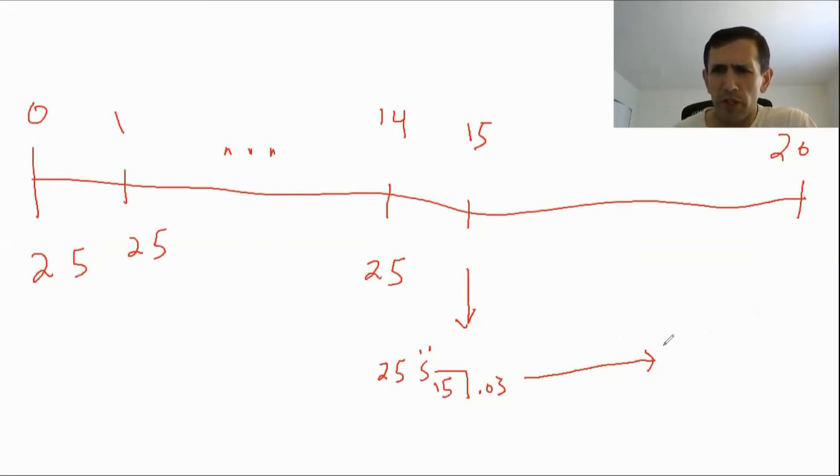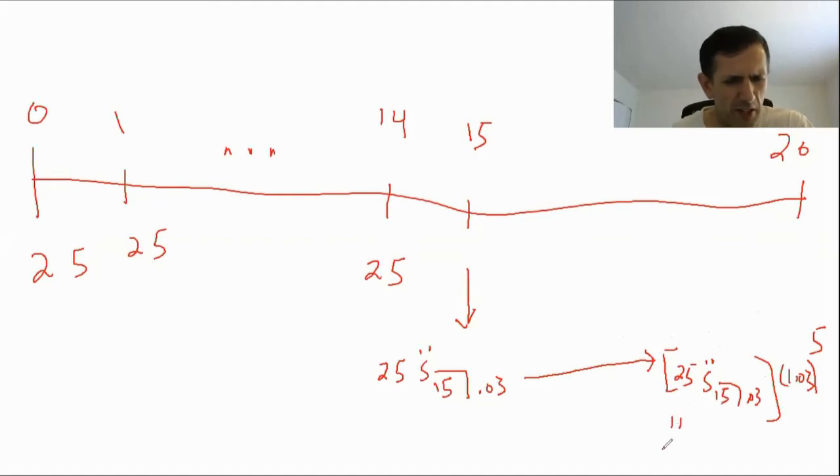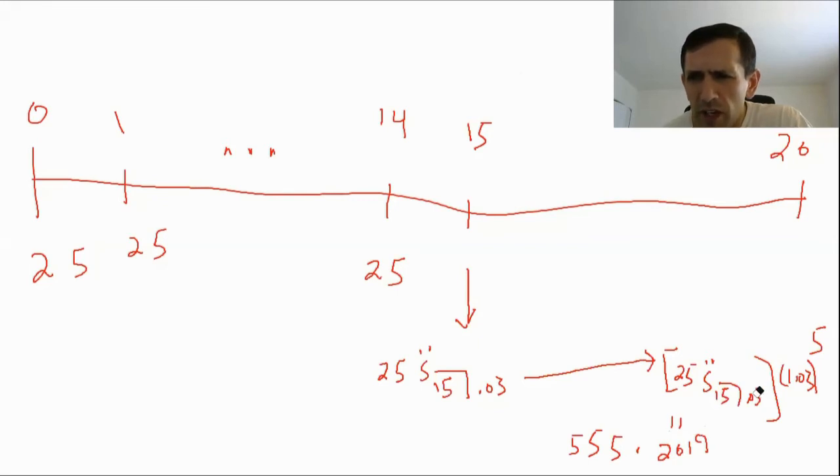So this is going to be 25 S double dot 15 at 0.03, times 1.03 to the 5th. If you just plug into your calculator, this is going to be 555.2019. And I just want to clean this up a tiny bit.